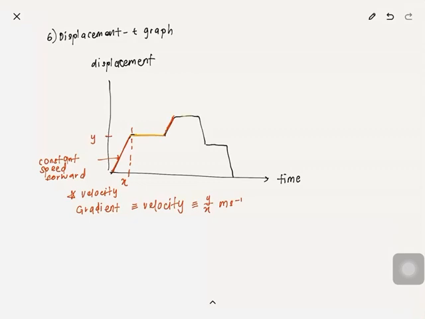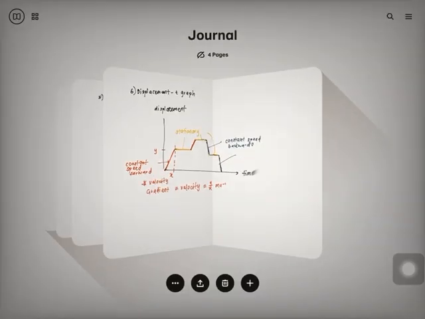And then when there is a horizontal line like this, and this, and this, it basically means that the object is stationary. It's not moving at all. So the three parts here mean that the object is stationary. And finally, we have the downward slope here. The downward slope means that the object is moving with a constant speed backwards. So that's for displacement time graph.